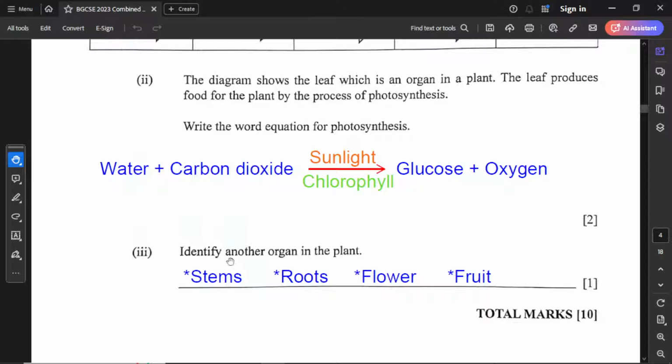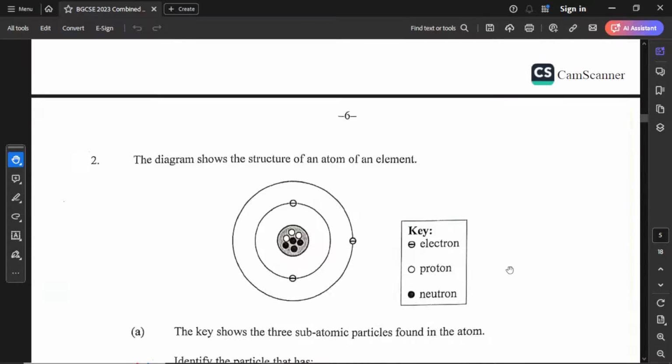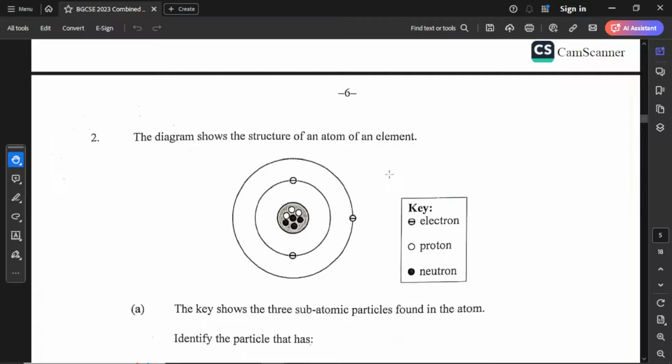For part 3 is to identify another organ in the plant. And so we have many different types of organs. And so we have stems, roots, flower, and fruit. So those are organs of plants. All right. So any of those will be correct. So question number 2 is the diagram shows the structure of an atom, of an element.